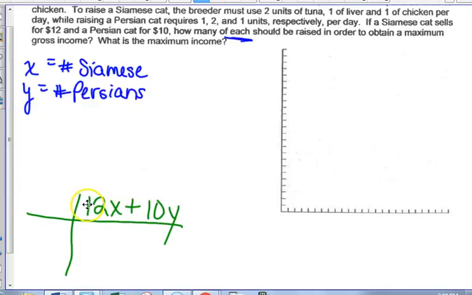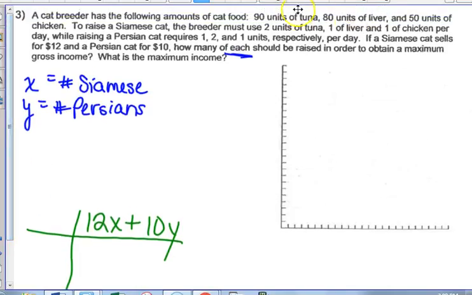All right, guys. What are the limiting factors here? Okay. The amount of food they need. Okay. So we have to have what? Less than or equal to 90 tuna. I really don't want to write that word there because we're not going to have room. Okay. Less than or equal to 80 liver and less than or equal to 50 chicken. Unfortunately, that means we're going to have 3 equations. It is a little painful.